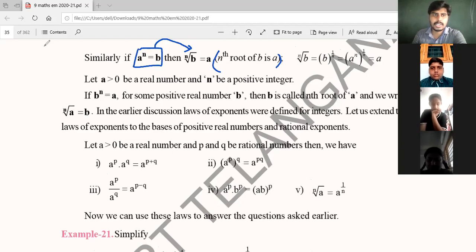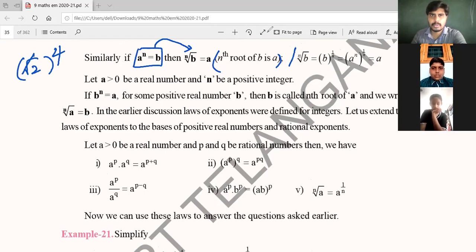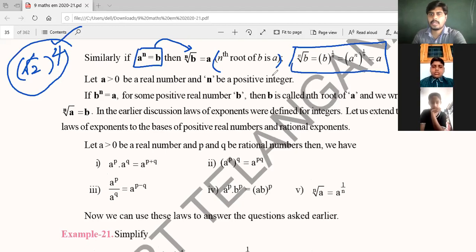Let me know why we cancel root 2 whole square. If I write root 2 whole square, we simply cancel square and root, right? Why do we cancel? Because of this rule only. I will discuss it in detail further.